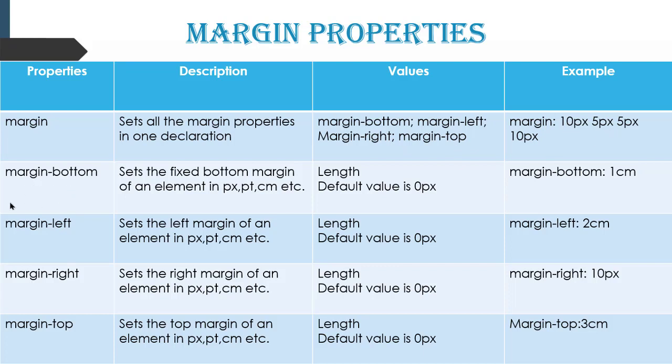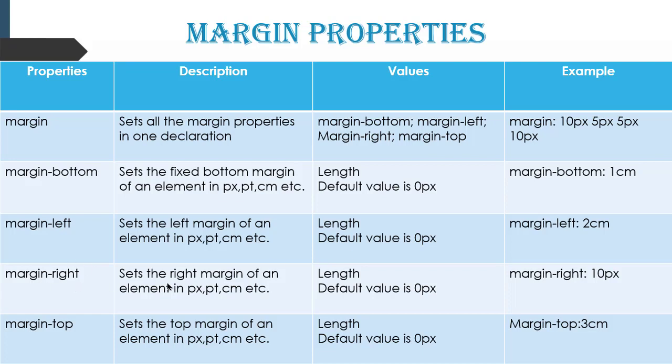You can also use margin bottom property. This property sets the fixed bottom margin of an element in pixels, points and centimeters. Students, its default value is 0 pixels, but you can set its value such as 10 pixels, 5 pixels according to the requirement. Third property is margin left. It sets the left margin of an element in pixels, points and centimeters. Its default value is 0, but you can also set its value in pixels.